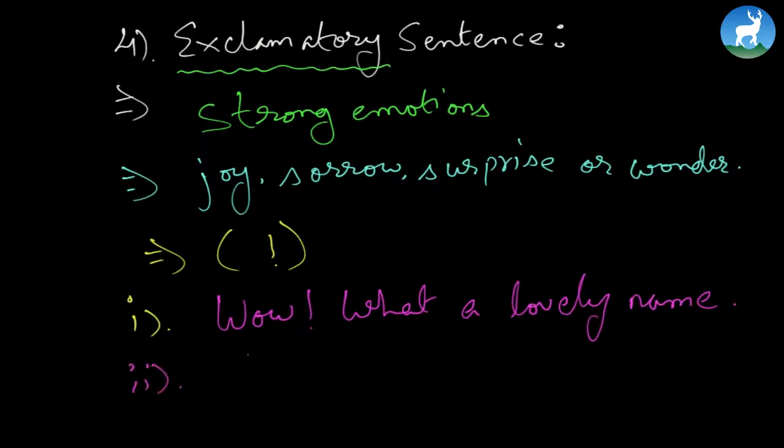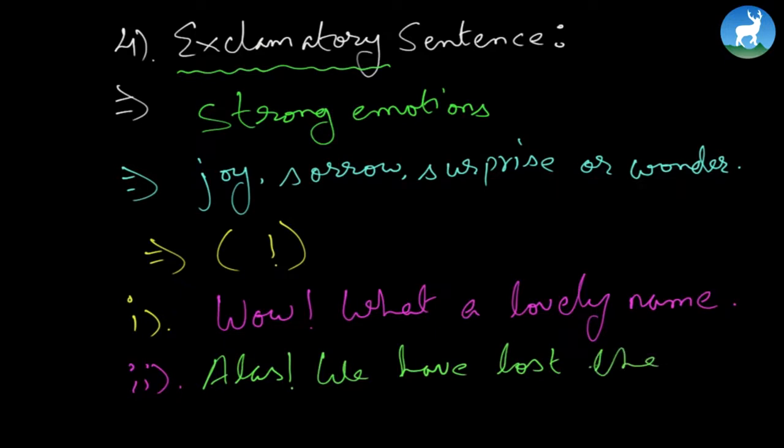Let's deal with one more example. Sadness, let's go for sadness. Alas, we've lost the game! So a few things to consider. It deals with joy, sorrow, surprise, or wonder. That is what we call human emotions, usually denoted by an exclamation mark. Wow, what a lovely name! Alas, we've lost the game! These kinds of sentences are what we call exclamatory sentences.